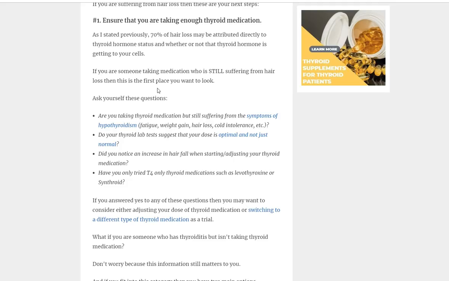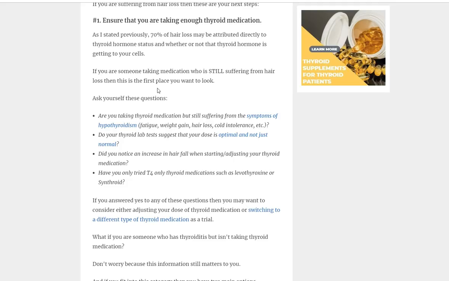So first of all, are you taking thyroid medication but still suffering from the symptoms of hypothyroidism, as defined by weight gain, fatigue, hair loss, cold intolerance, etc.? So that's question number one. Question number two, do your thyroid lab tests suggest that your dose is optimal and not just normal? Question number three, did you notice an increase in hair fall when starting/adjusting your thyroid medication? And question number four, have you tried T4 only thyroid medications such as levothyroxine or Synthroid? Sorry, that should say, have you only tried those medications?